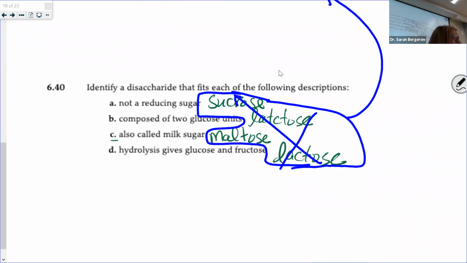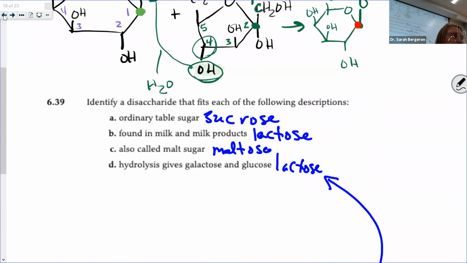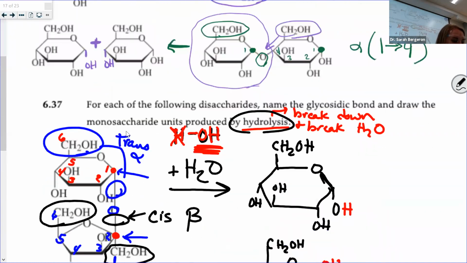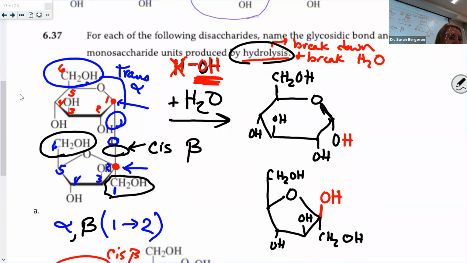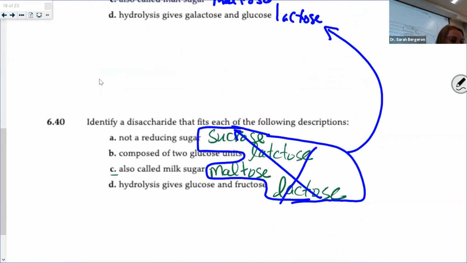A non-reducing sugar. So what's a non-reducing sugar? One that participates in a glycosidic bond with both anomeric carbons, like this one right here, right? This is both anomeric carbons participating in the glycosidic bond. So what kind of sugar is that? That would be sucrose. So A is sucrose, composed of glucose and fructose units.